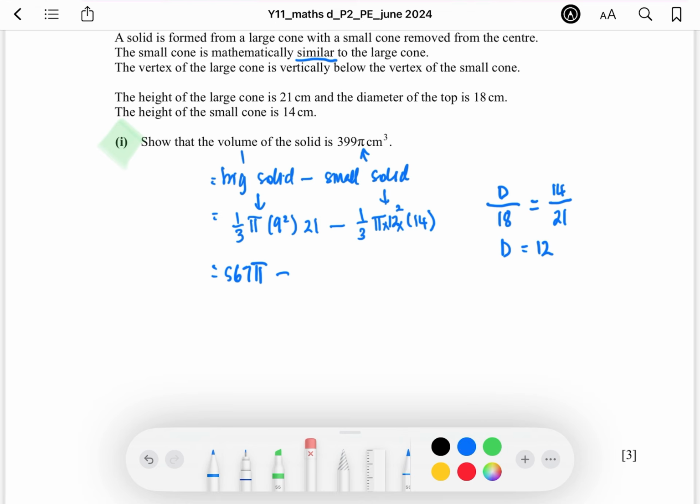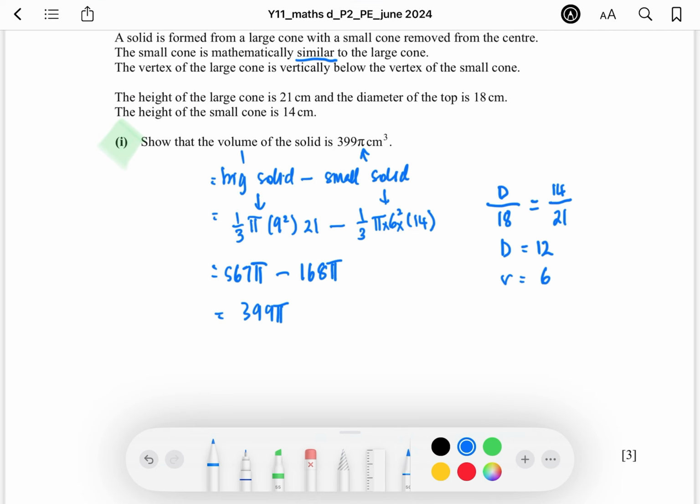Oh, no, it's not 12. Sorry. Diameter is 12. That means radius is equal to 6. So it should be 6 squared. Sorry about that. 6 squared times 14 divided by 3, and you should get 168 pi. So 567 minus 168, and you get 399 pi.